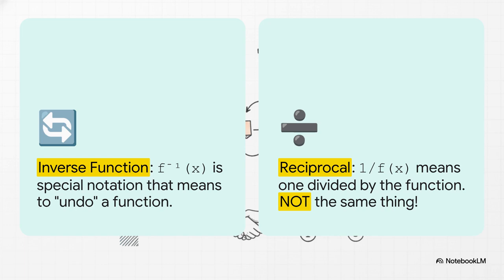That little -1 you see in the notation for an inverse function, it looks like an exponent, doesn't it? Well, it is not an exponent. It does not mean 1 over the function. That's called a reciprocal. The notation f -1 of x is special. It only ever means the inverse function of f. They're two totally different things.